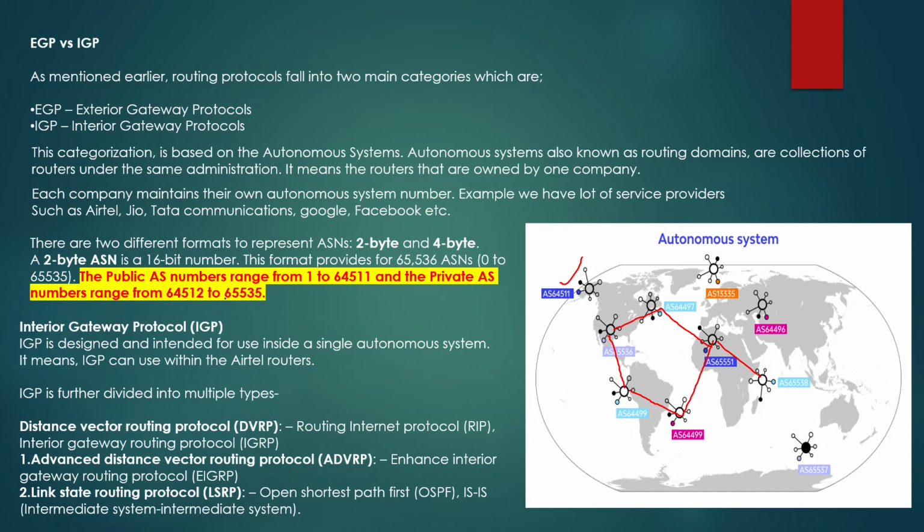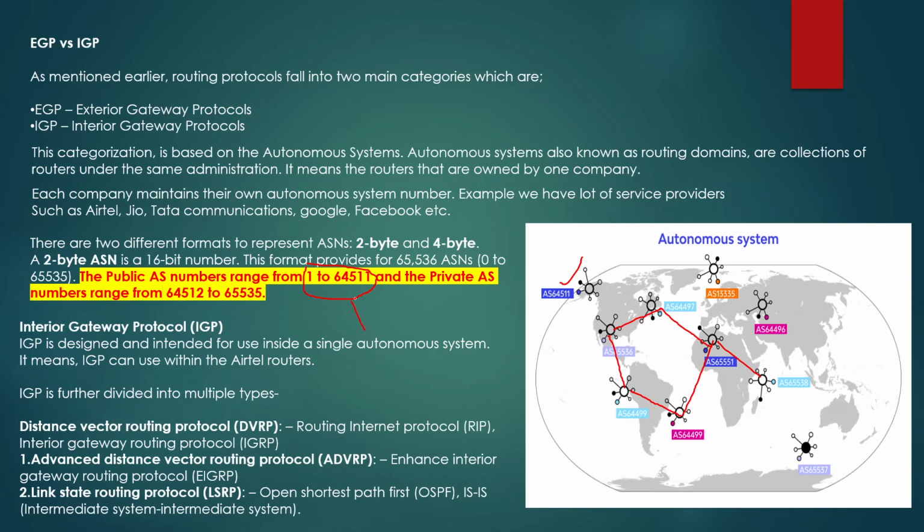Now, autonomous system numbers. Generally it is 2 to the power of 16, a 2-byte autonomous system number. 2 to the power of 16 means 0 to 65,535, so it starts from 1 to 65,535. 1 to 64,511 are public autonomous system numbers, and 64,512 to 65,535 are private.